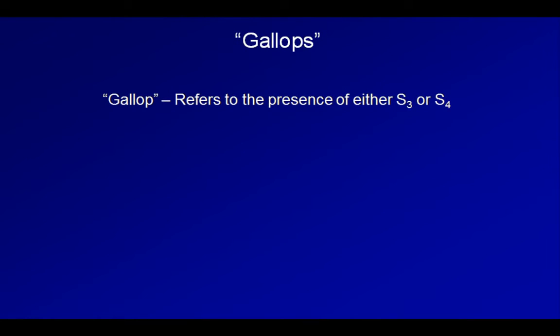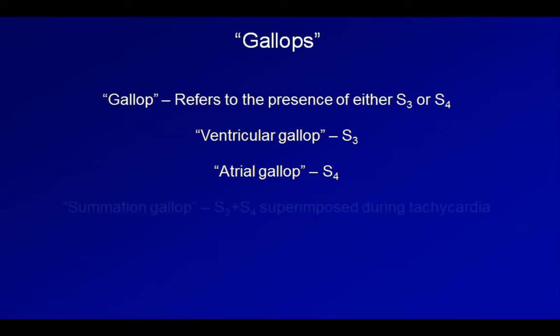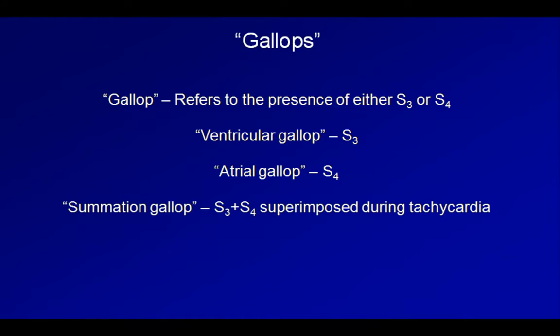Occasionally, some clinicians will refer to S3 and S4 as gallops. More specifically, a ventricular gallop is an S3 and an atrial gallop is an S4. On rare occasions, one might come across the term summation gallop. This is used to describe the situation in which an S3 and S4 are superimposed on one another during tachycardia.